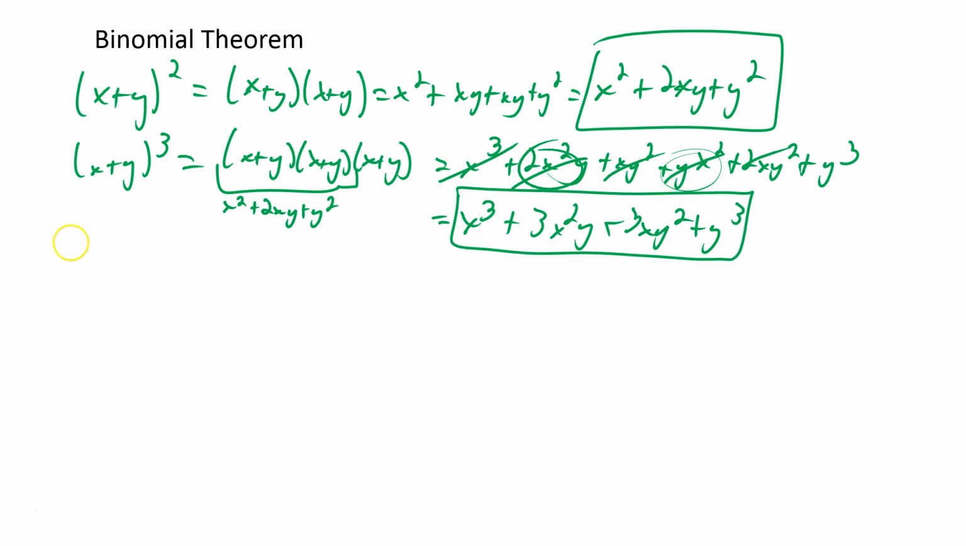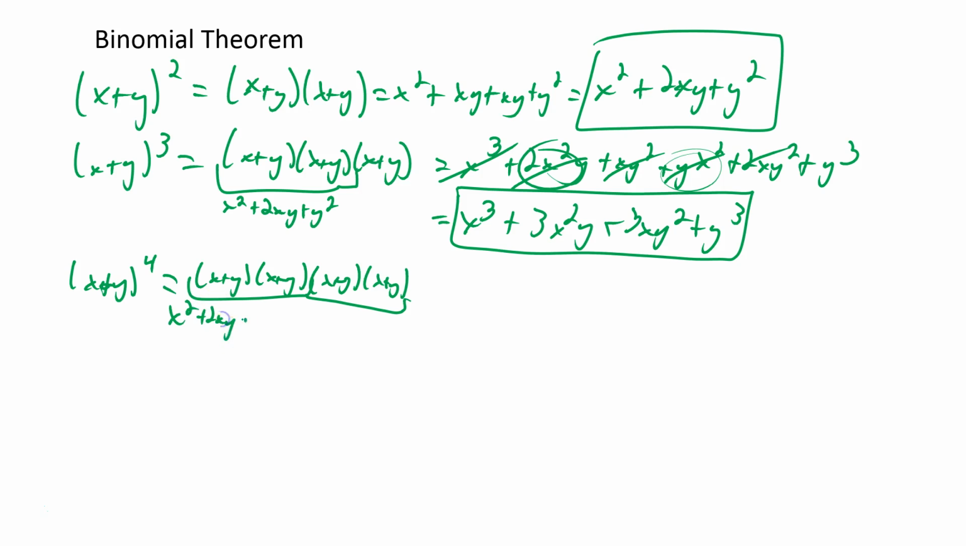Let's look at the fourth. So x plus y to the fourth. This is the last one I'm going to do. So x plus y to the fourth would be x plus y 4 times, times x plus y times x plus y. Another way to think about that is it's x plus y squared twice. So it's this thing multiplied by itself: x squared plus 2xy plus y squared times x squared plus 2xy plus y squared.